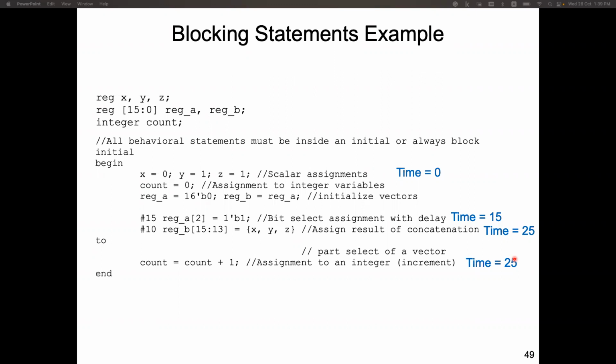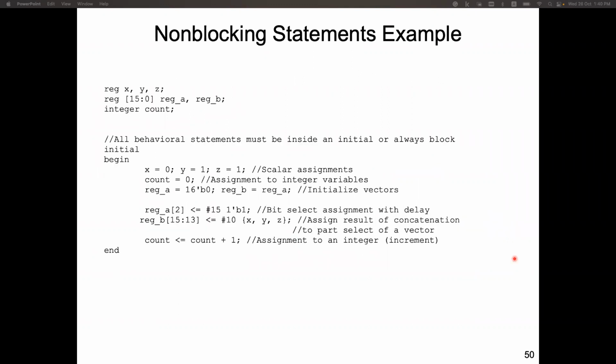Now, let's have the same example by using non-blocking statements. Same registers X, Y, Z, vector registers A and B, integer count, and the initial block here.